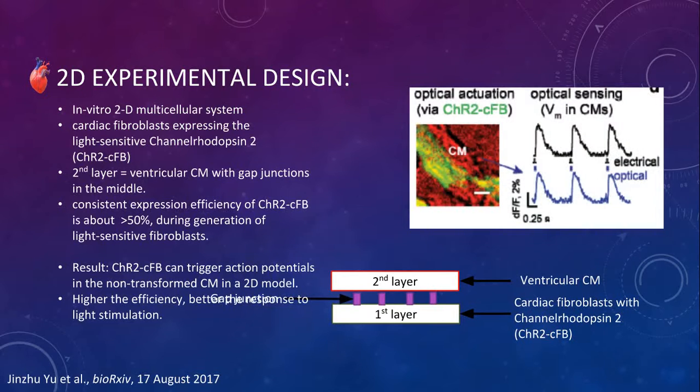We confirmed that channelrhodopsin 2 can trigger global activation in the non-transduced cardiomyocytes. Furthermore, by observing the optical actuation map shown in the figure, it was also concluded that higher expression efficiency of channelrhodopsin 2 produces a map with higher resolution. Basically, the higher the efficiency, the clearer the optical actuation map will be, showing an effective flow of electric current.